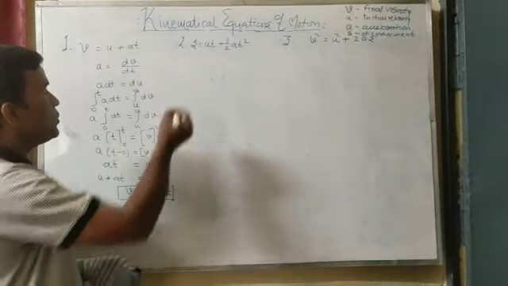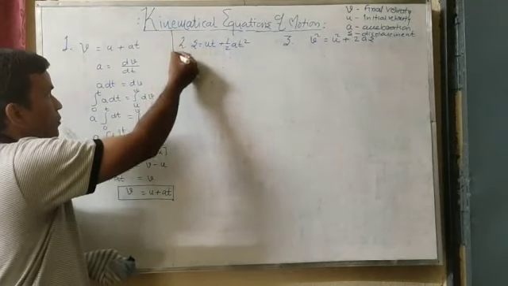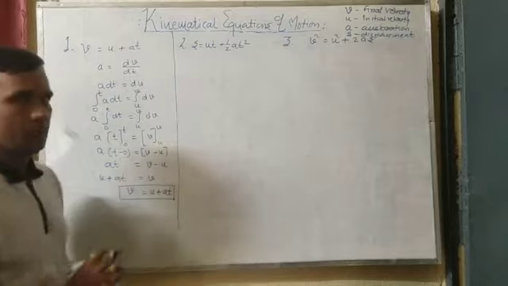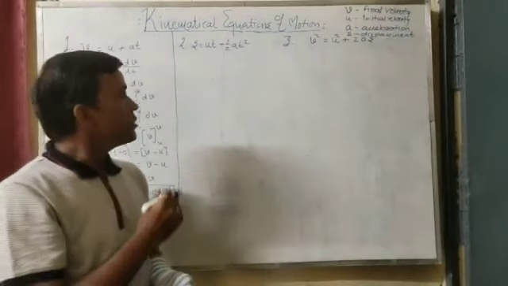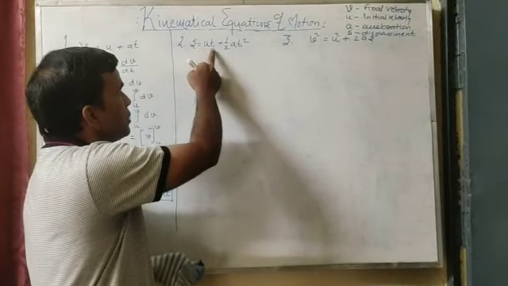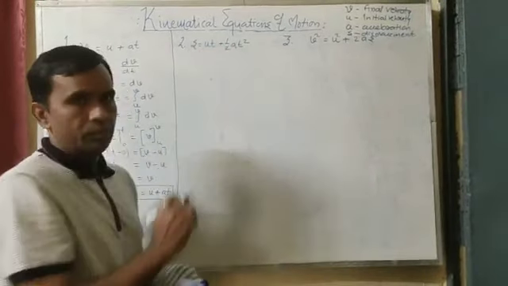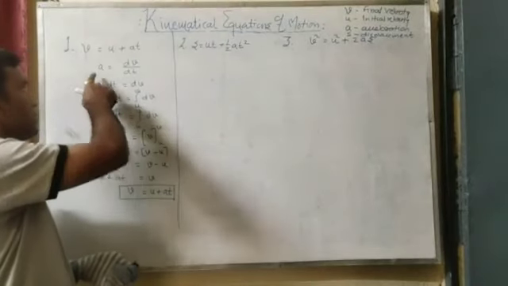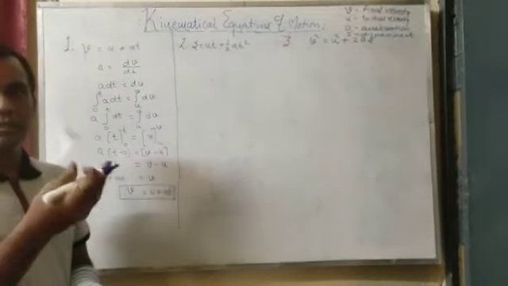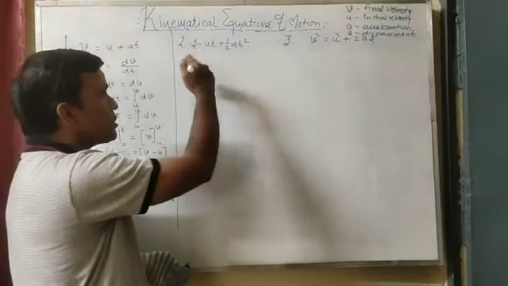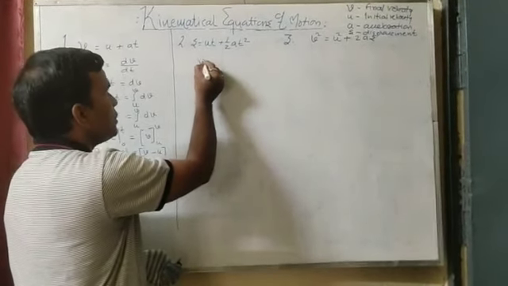Now we'll switch over to the second equation and proof of it by using the same method, that is the calculus method. The second equation is the equation between the displacement, the initial velocity, the acceleration and the time. How did we start the first equation? Acceleration is the rate of change of velocity with respect to time. Here, to prove the second equation, we'll start with the definition of the velocity.